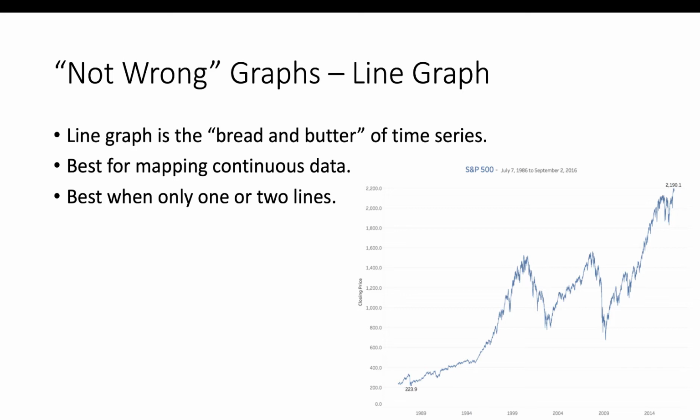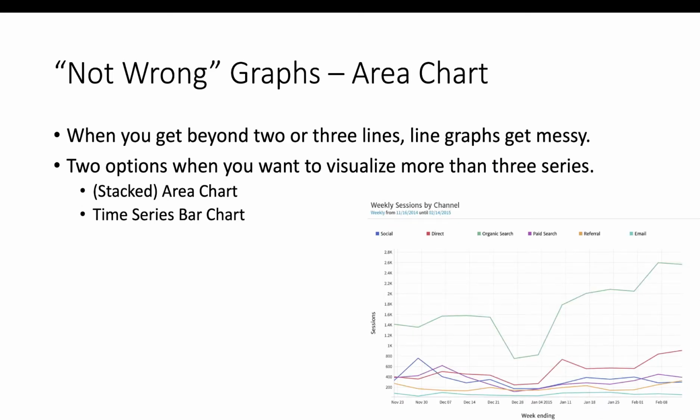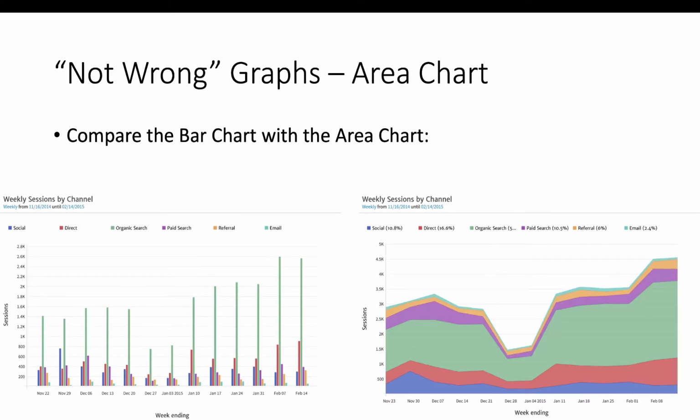Also, we don't really want to do a line chart with 3 or more lines very often. They become confusing, especially if they intersect. When you get beyond 2 or 3 lines, they get messy. When you want to visualize more than 3 series, there are better options, or more not wrong options, things like a stacked area chart or a time series bar chart. So just compare that bar chart with the area chart. They do 2 very different things. It's much more difficult to compare across the various series in the bar chart versus the area chart.